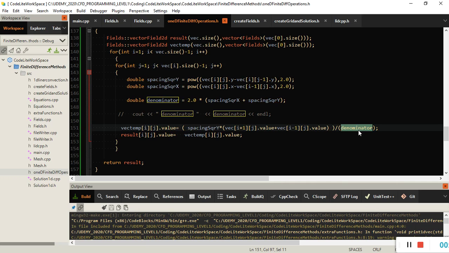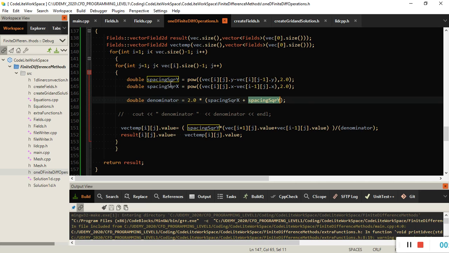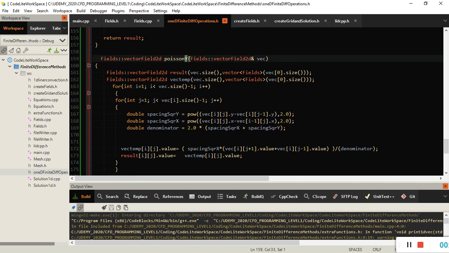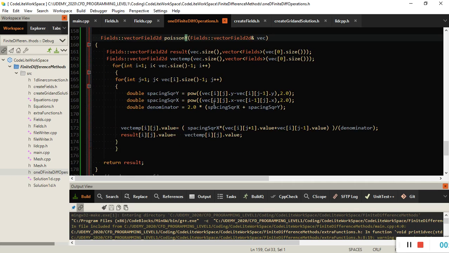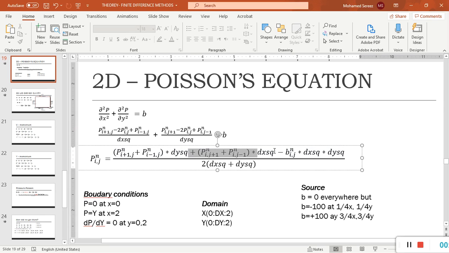And what is the denominator? The denominator is 2 times spacing square x plus spacing square y. In the presentation it is called dx square plus dy square. And similarly we can do the y term as well, or Poisson y, and this will be this particular thing on the numerator.